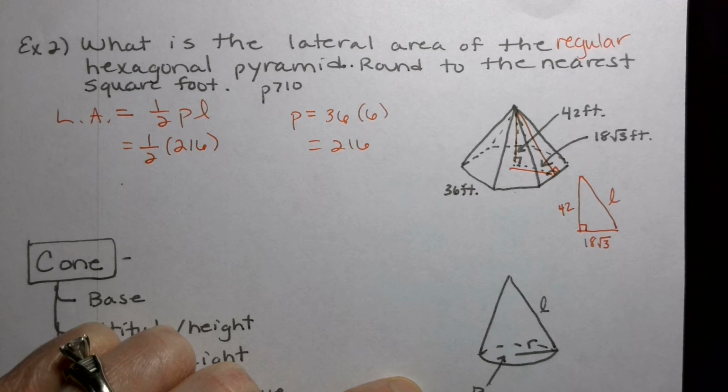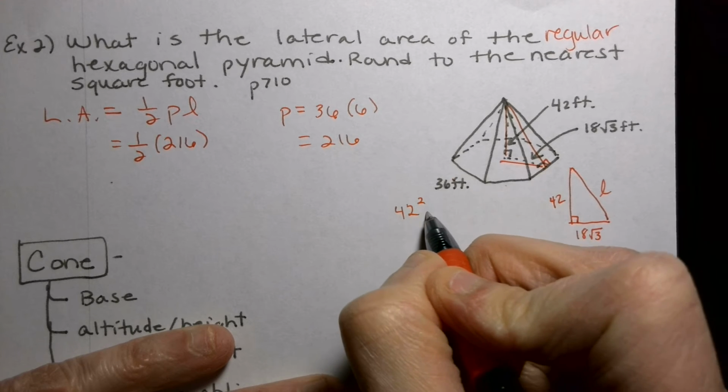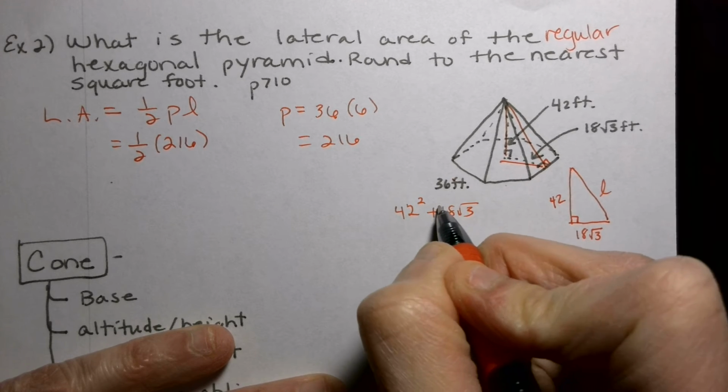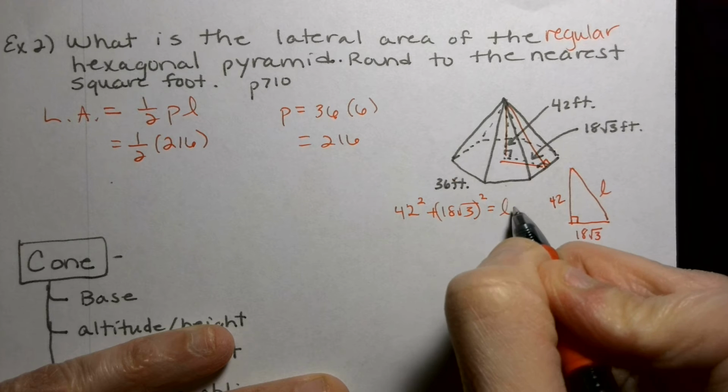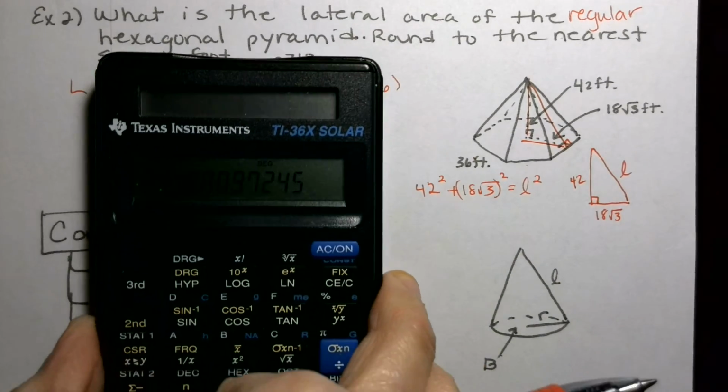What are we going to use, guys? That's right. Pythagorean theorem. 42 squared plus 18 root 3 squared equals L squared. Hypotenuse is always alone. So just to show you on the calculator to make sure you're punching things in.